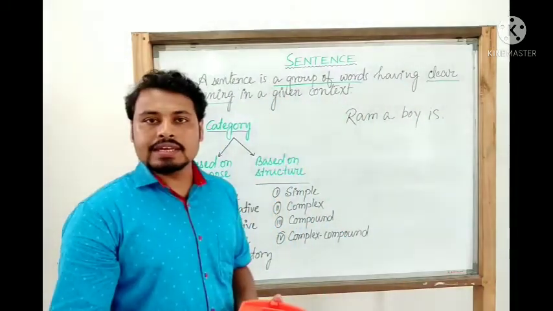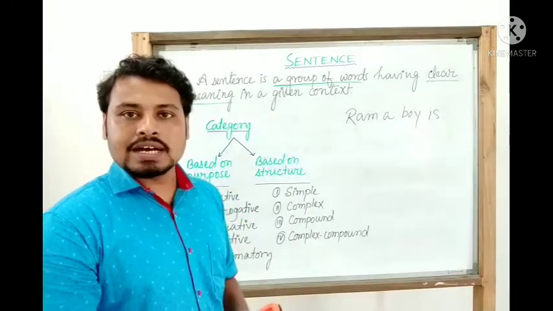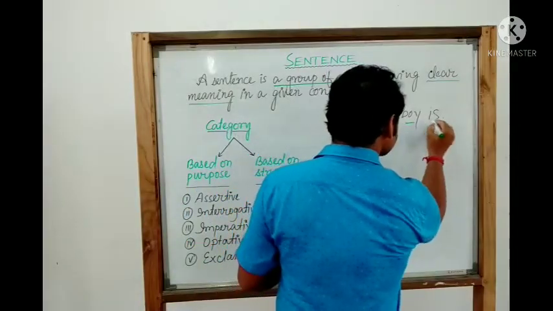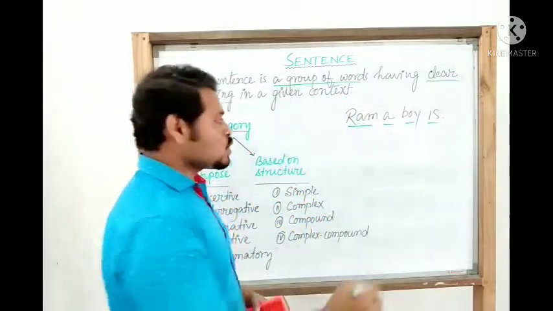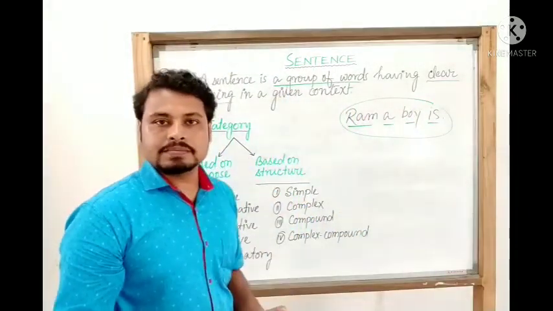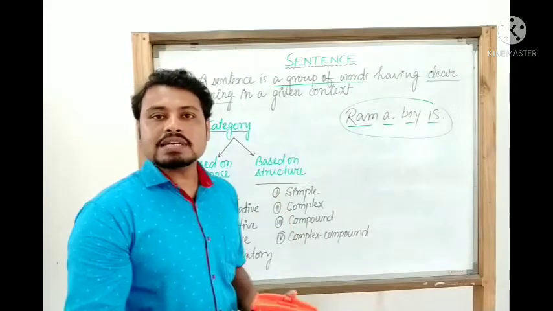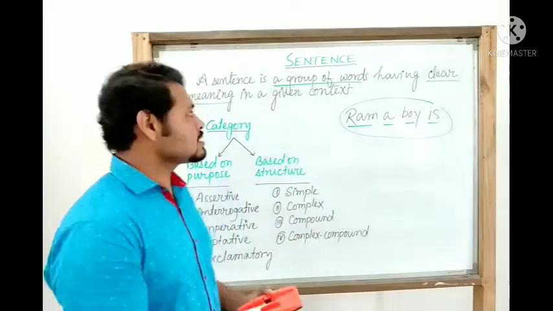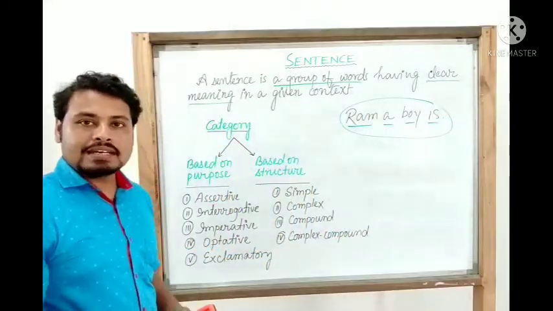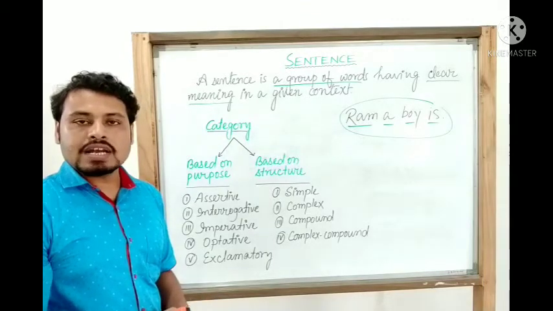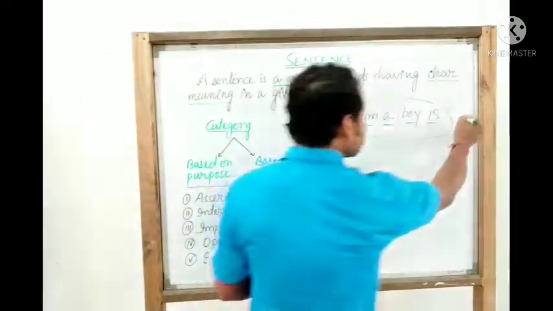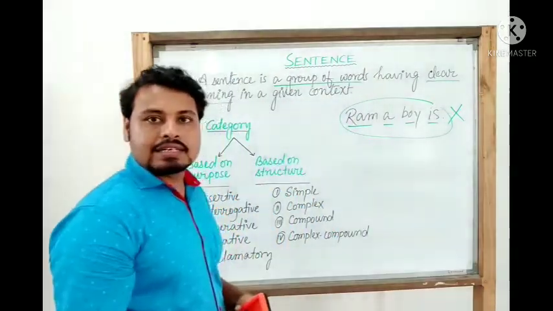Ram a boy is. So you see here we have altogether 4 words. 1, 2, 3 and 4. So this is also a group of words. But that doesn't mean a sentence because it doesn't have a clear meaning. So a sentence essentially is a group of words having a clear meaning. So this doesn't qualify as a sentence.